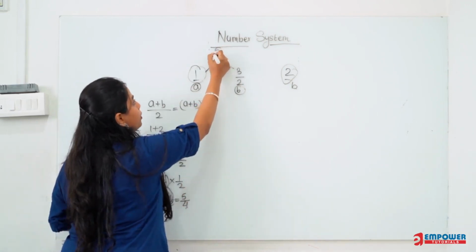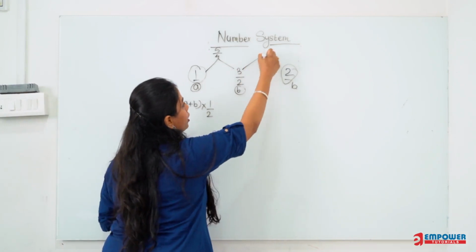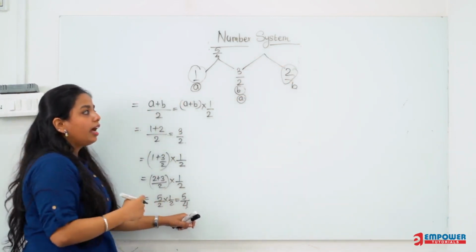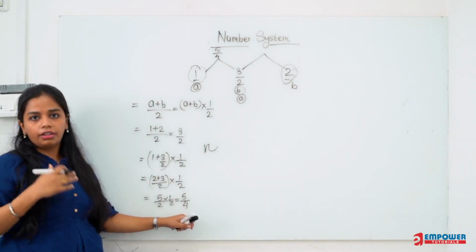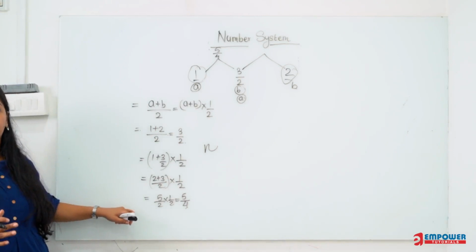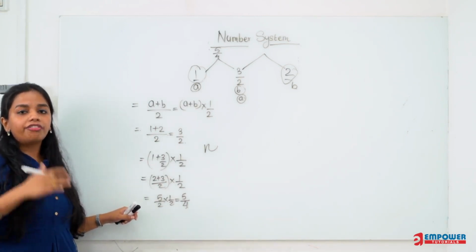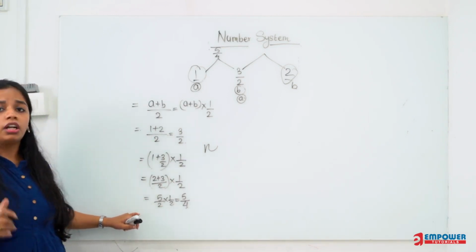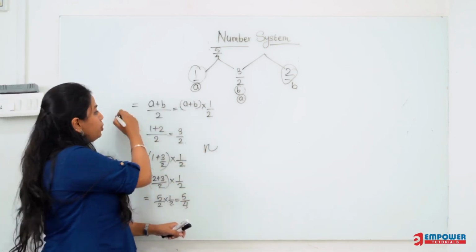So the number in between these two numbers is 5 by 4. This is how you can find the number between these two. You will consider this as A and this as B, and using this method you can find n rational numbers between any two rational numbers. So basically remember this: there are n numbers, or infinite numbers, present between any two rational numbers, and you can find that infinite number of rational numbers between any two rational numbers using this method.